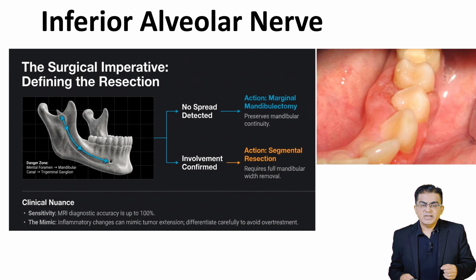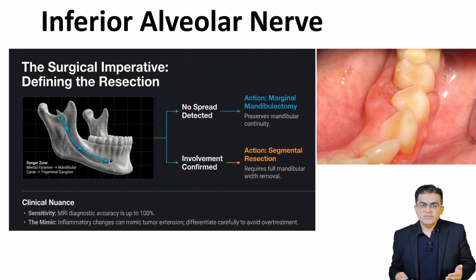Take a look at the anatomical path on your screen. This is your danger zone. It runs from the mental foramen straight through the mandibular canal all the way back up to the trigeminal ganglion. If your high quality MRI confirms there is no spread detected along the nerve, you can safely plan a marginal mandibulectomy. This gives a massive functional advantage for your patient because you preserve the functional continuity of the jaw.